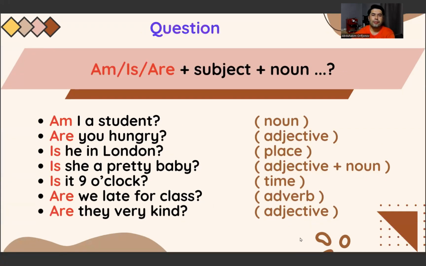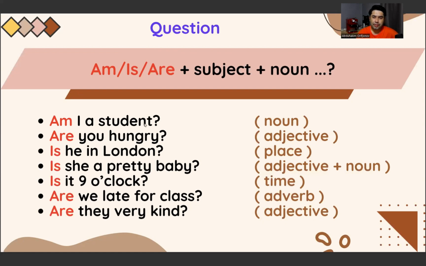Well, question form. Every time we put the helping verb, like to be, am, is, are, before the subject. Like am, is, are plus subject plus noun, or adjective, or adverb, or place, or time. Anything can come except actions. Well, let's see some examples.